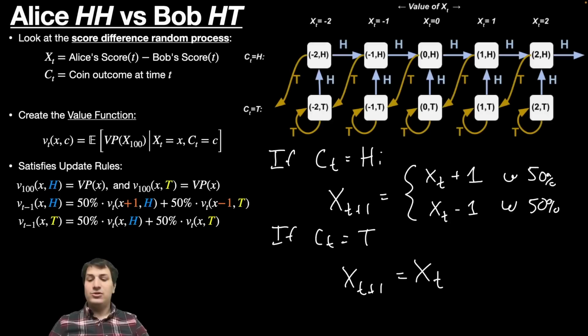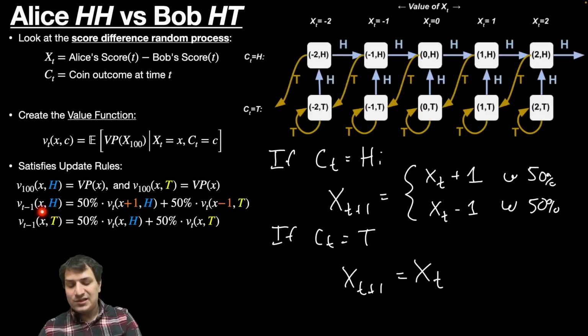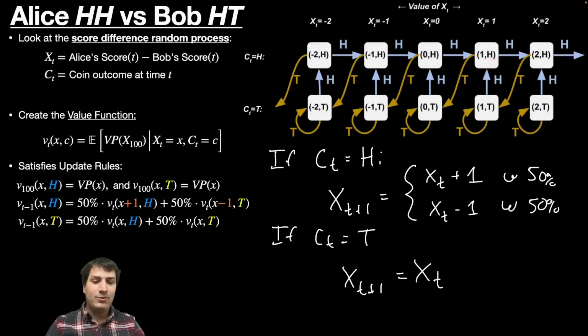There are 2 kinds of update rules. One is updating what happens if heads is the current thing. So imagine we're at a situation where we want to know the chance of Alice winning minus the chance of Bob winning when a heads is showing. Well, half the time, another heads will come up and the score difference will go up by 1, +1. And half the time, a tails will come up and the score difference will go down by 1. And that's exactly these 2 paths over here and over here that we did before. So half the time we go up by 1, half the time we go down by 1. That is exactly encoded in this equation for Vt minus 1, heads.